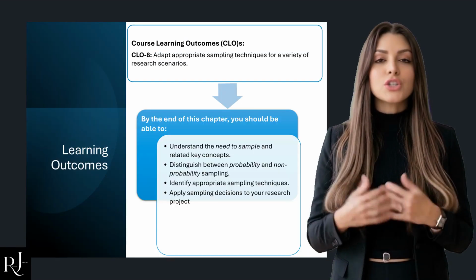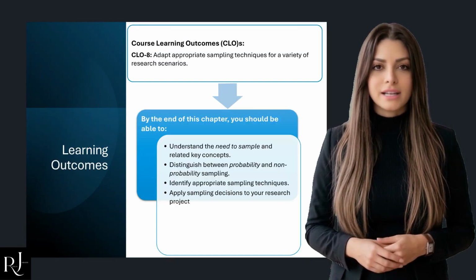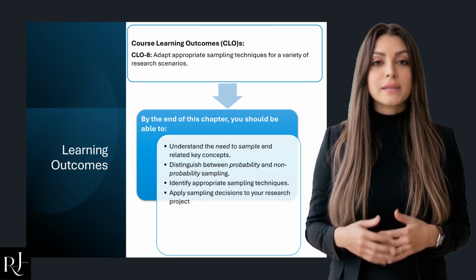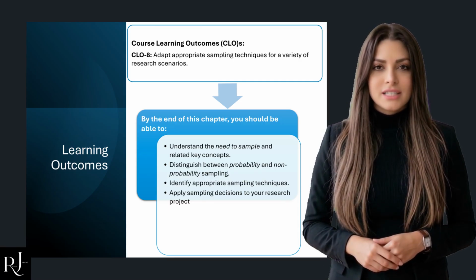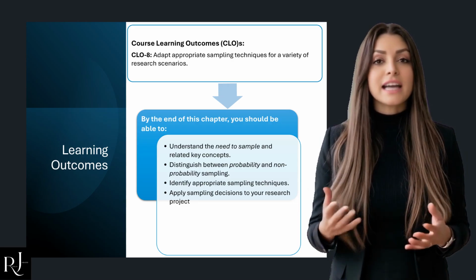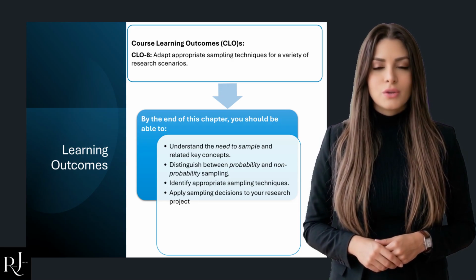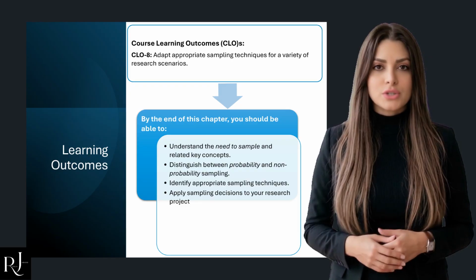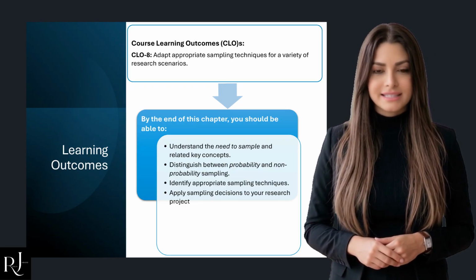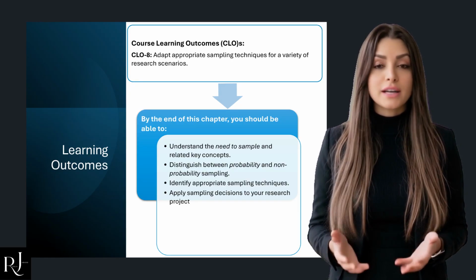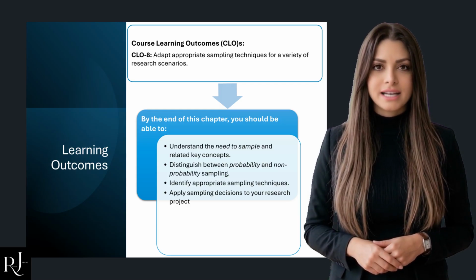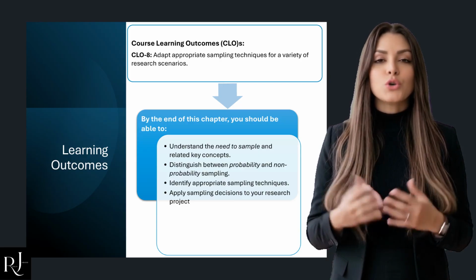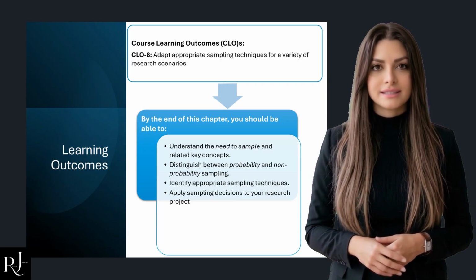By the end of this lecture, you should be able to clearly understand the need for sampling and the key concepts associated with it. We will learn to distinguish between probability and non-probability sampling, which is a fundamental division in research design. More importantly, you will learn to identify which specific technique is appropriate for your research goals and apply these decisions to your own MBA research projects.